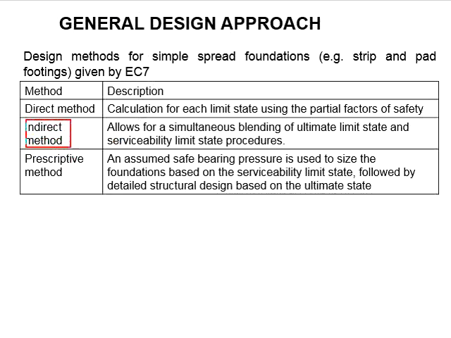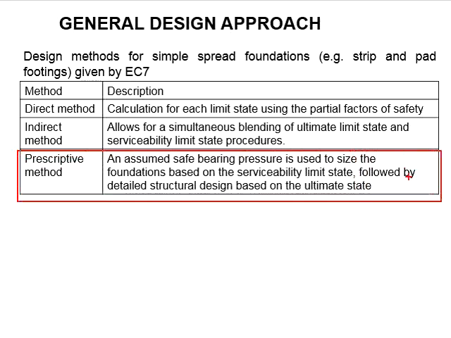The indirect methods allow for the simultaneous blending of the ultimate limit state and serviceability limit state procedures, and the prescriptive methods use an assumed safe bearing pressure in order to determine the size of the foundations based on the serviceability limit state, followed by the detailed structural design based on the ultimate limit state. In this chapter, we're going to discuss the prescriptive method.